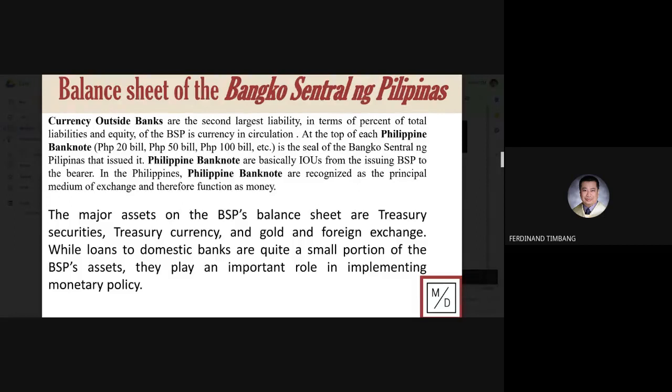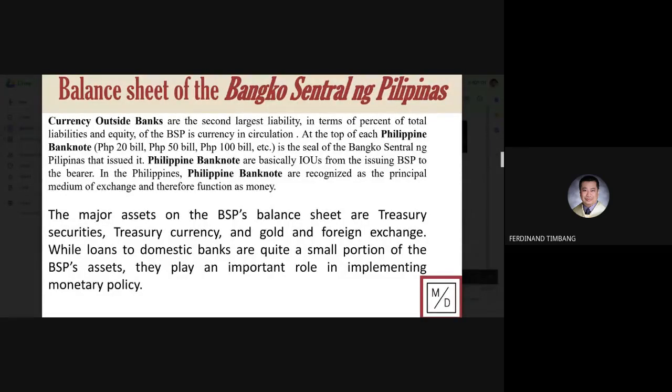Wala. O sige, continue tayo. So currency outside banks are the second, and then na-discuss na natin to, no? Nabanggit ko na siya kanina. Anyway, yung major assets ng BSP's balance sheet, sabi rito, treasury securities, treasury currency, and gold and foreign exchange. No? Kasi actually, yung si BSP, we need also yung mga reserves, bale.